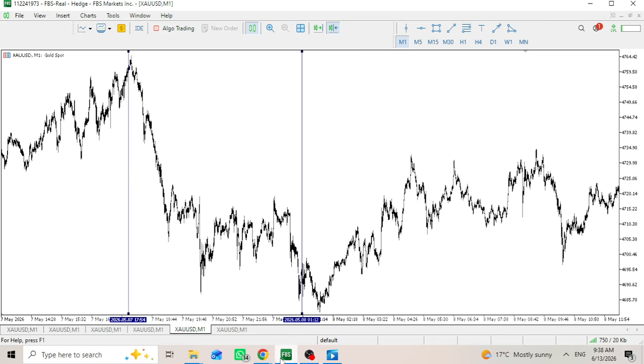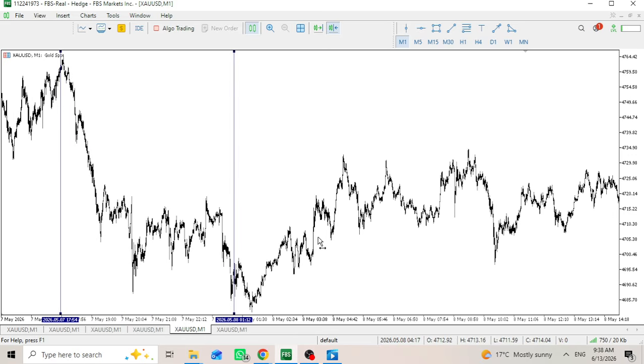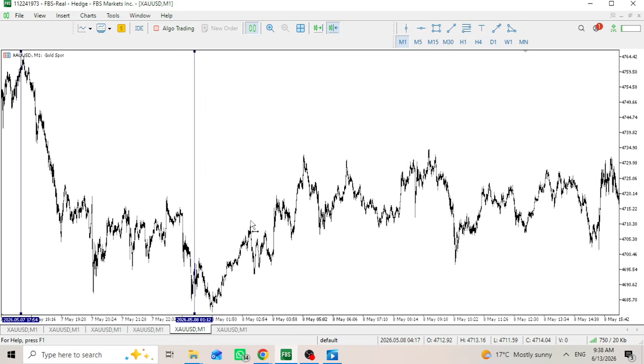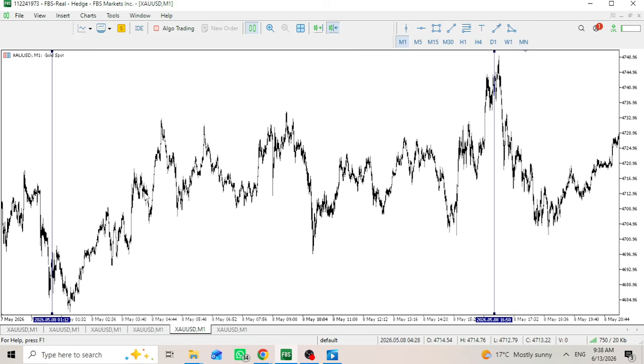Hello everyone. This is how you trade the first 1 minute candle of 5 p.m. This is how you trade it.